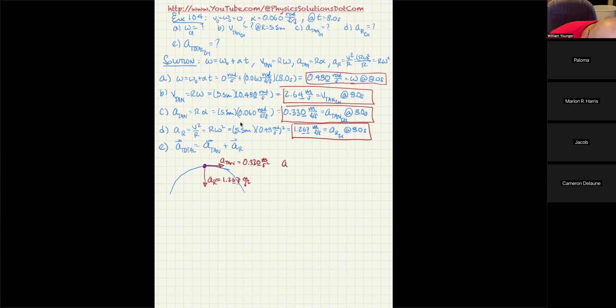So the A total magnitude, and actually I can start writing in blue again now. A total in magnitude is equal to the square root of 0.330 meters per second squared, quantity squared, plus 1.267 meters per second squared, quantity squared, square root of all that.